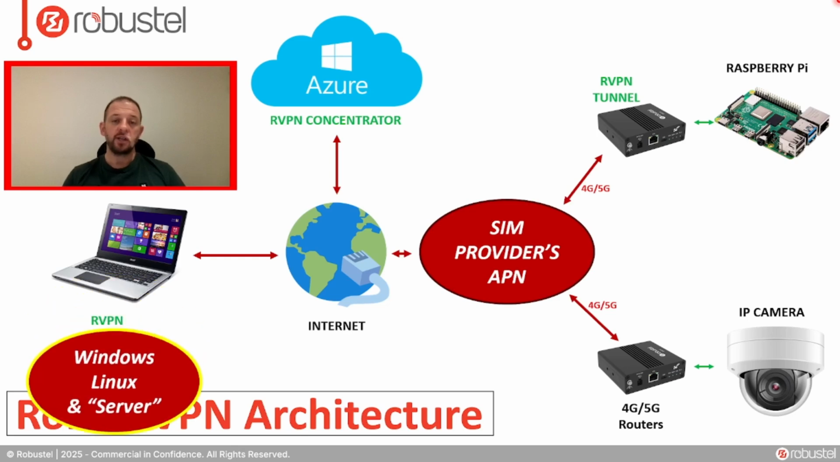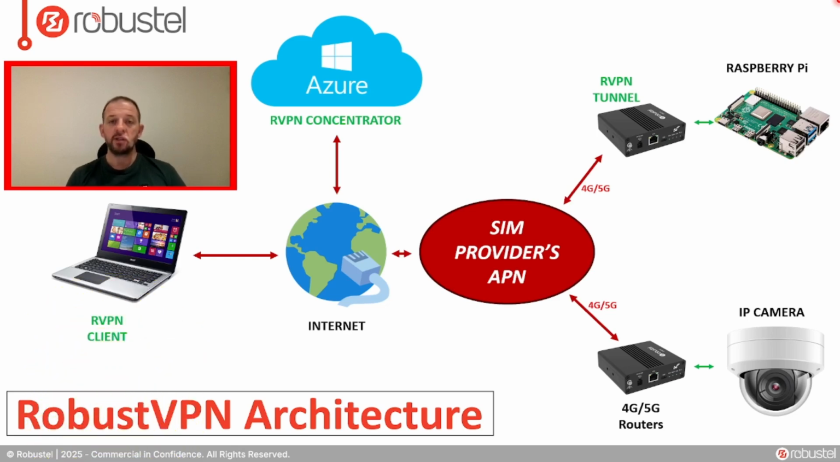So that's it in a nutshell. There is the RobustVPN architecture. Really powerful, really flexible for handling your equipment remotely. And the fact that it's pay as you go fundamentally is really the icing on the cake.